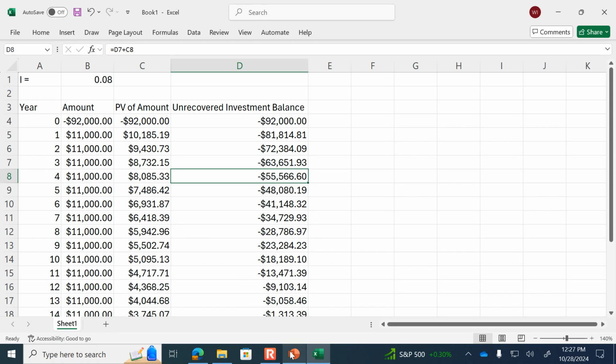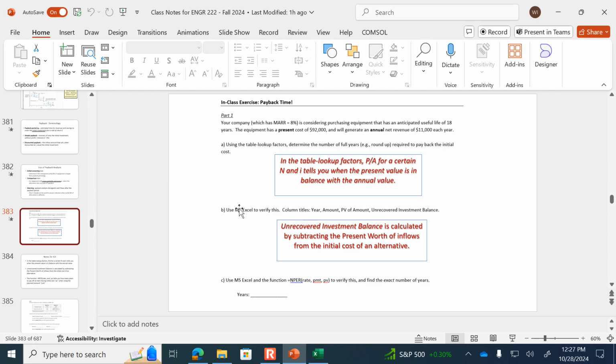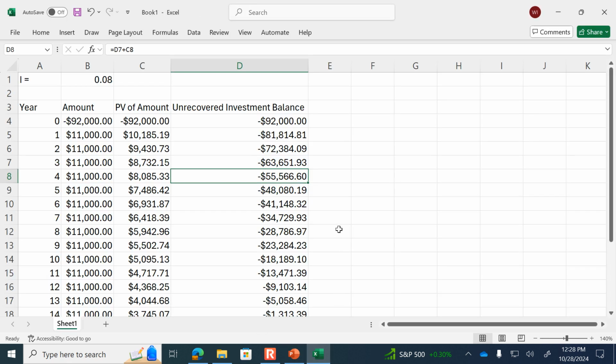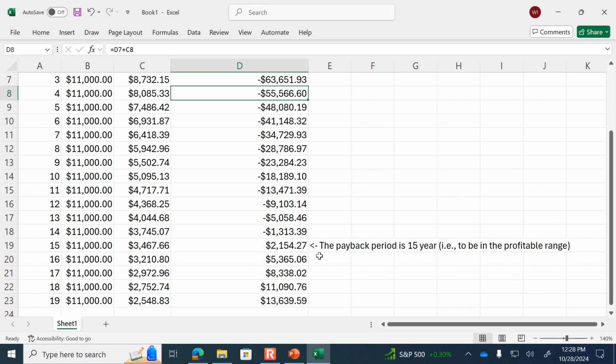But the main question here was, does Microsoft Excel verify what we wanted to know about the payback period? And the payback period, yes, is that it takes 15 years for it to be fully paid off. It's between the 14th and the 15th year that would occur, but there are no intermediate numbers of years, since the revenue is coming at the end of each period. So it comes all at once at the end of the 15th year.